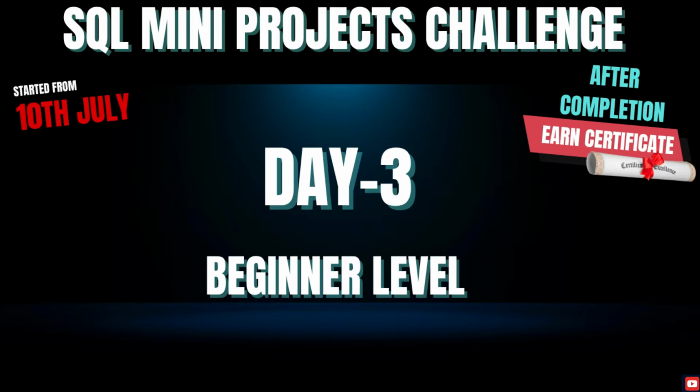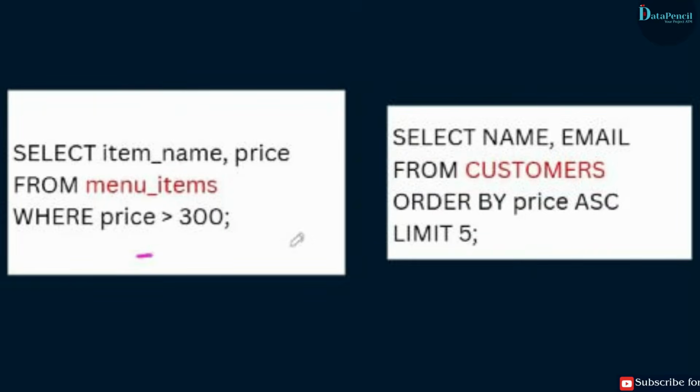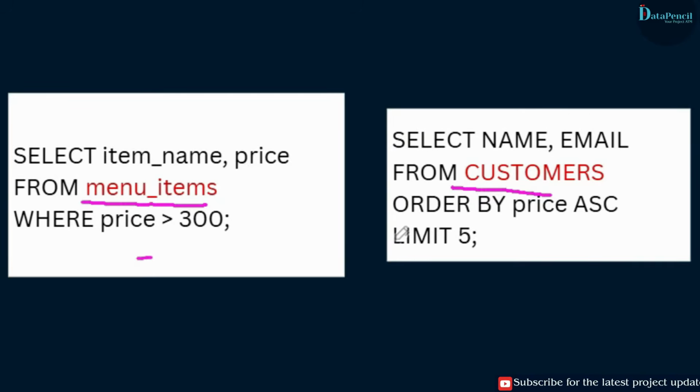See, we have these total 5 tables, right? Yesterday we worked only with single tables. As you can see, our code was like this. This is an example of our code: from menu items, a single table, from customers, a single table, right? Now if we have to get the output using 2 tables, then how do we do it?